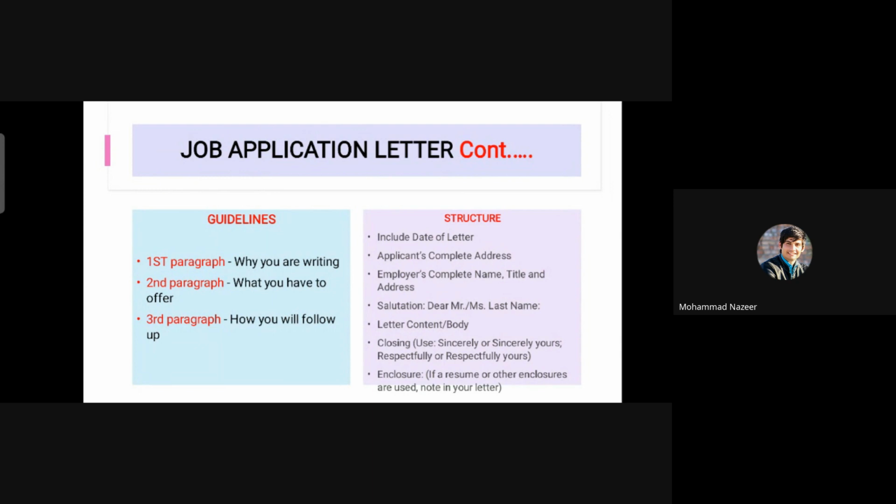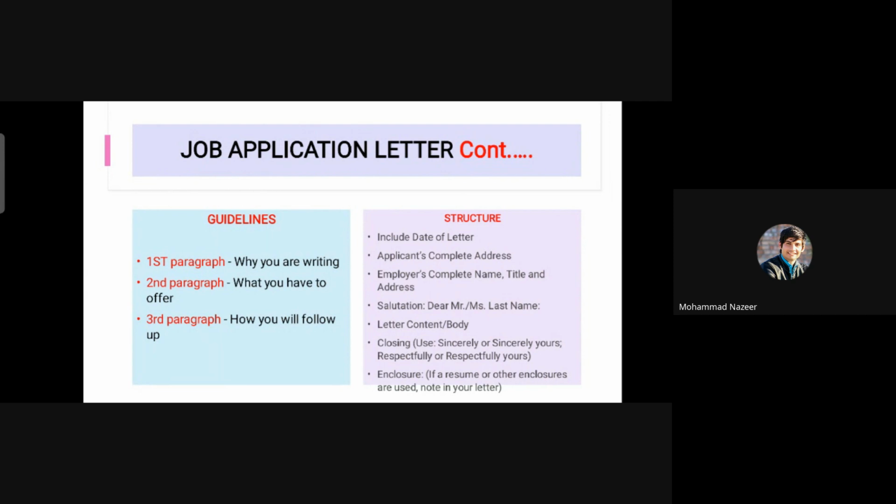Then the closing. That should include sincerely yours, respectfully yours. These are the salutations which are used at the end. That means if you are writing a letter, this is how we are going to frame the structure of the letter. And then the enclosure.